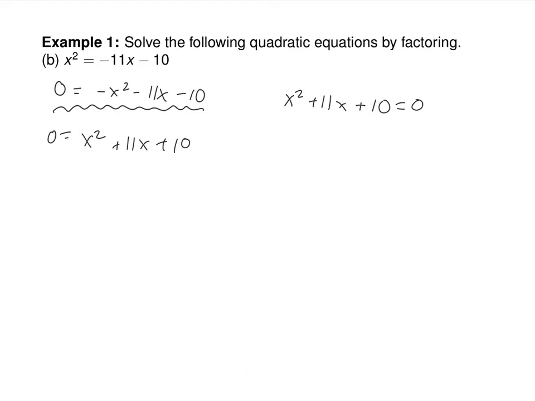So how does x squared plus 11x plus 10 factor? x plus 1 and x plus 10. One answer is given by solving x plus 1 equals 0, the other one x plus 10 equals 0. So what are the two answers? Negative 1 and negative 10. Yep, very good.